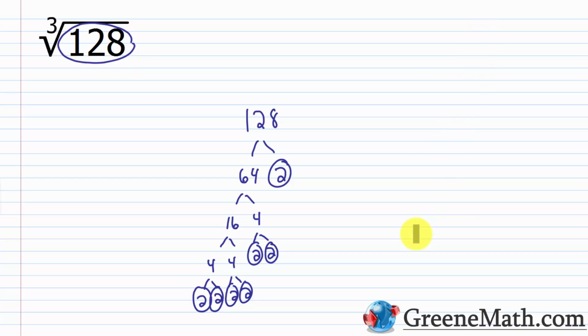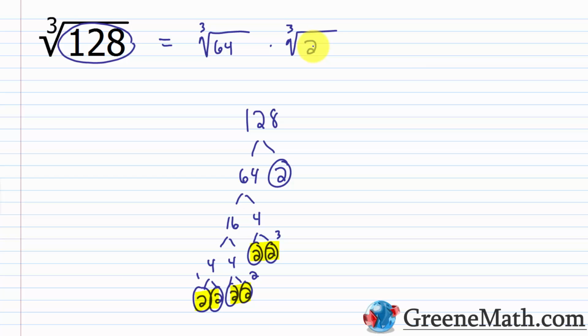So if I look here, I can do 2 times 2, 2 times 2, and 2 times 2, right? So I would have 1, 2, 3 of those guys. In other words, I would have 4 to the 3rd power, which is 64, times 2. So I could write this as the cube root of 64, which we know is 4, times the cube root of 2. Okay, all I did was break this down.